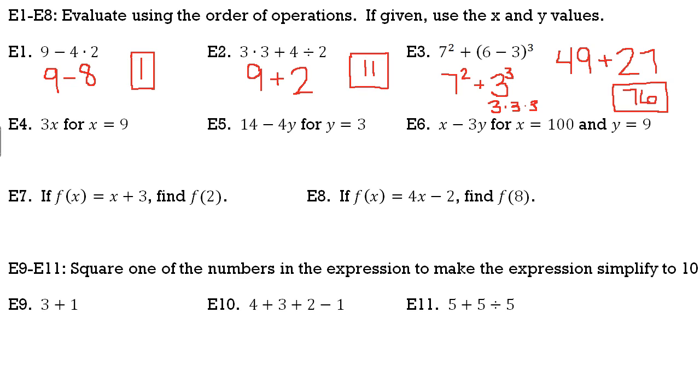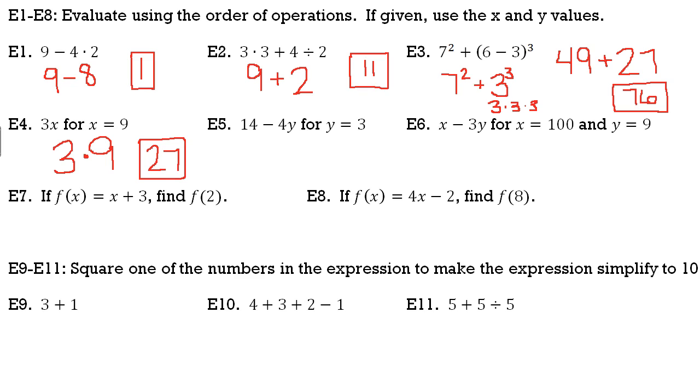All right, example 4. Now the variables start coming into play. We're going to tell you what x is, and then you're going to use that number as part of the deal. So x equals 9. So now we are going to plug in 9 where the x goes, and then multiply it out. 3 times 9, that looks a lot like 27 to me.